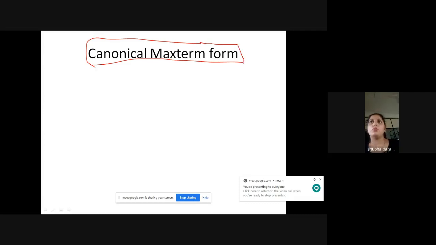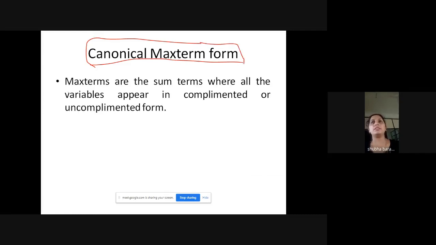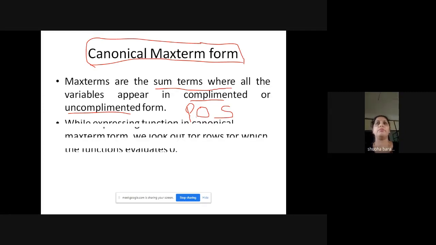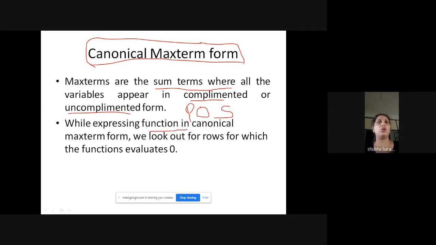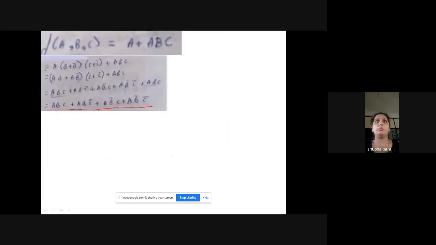Max terms are the sum terms where all the variables appear in complemented or uncomplemented form. This is similar to canonical min term. The only difference is that was SOP, and now this is your product of sums form, your POS form. While expressing a function in canonical max term form, we look out for rows for which the function evaluates to 0.